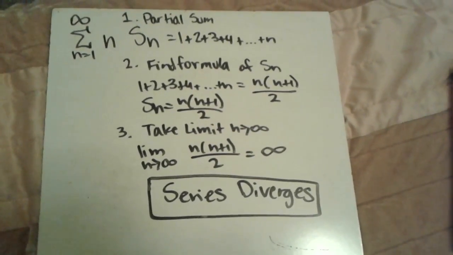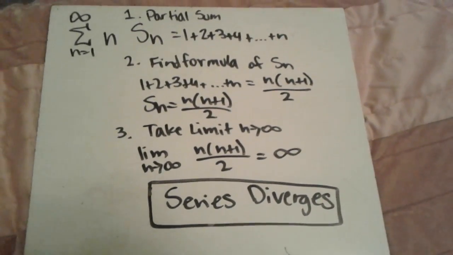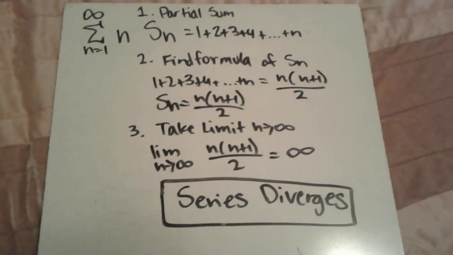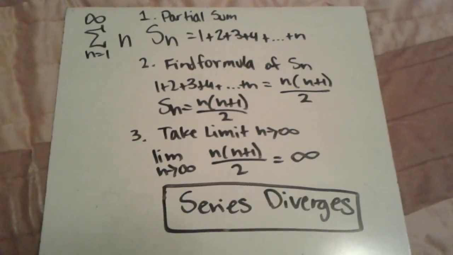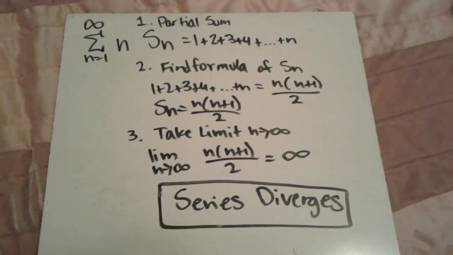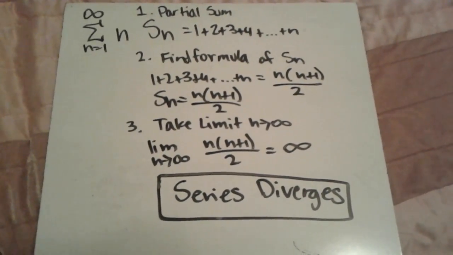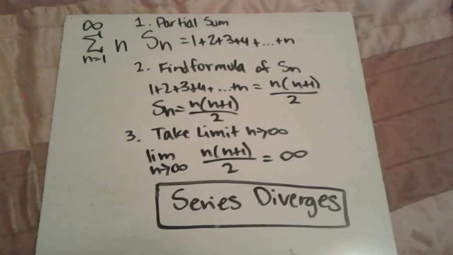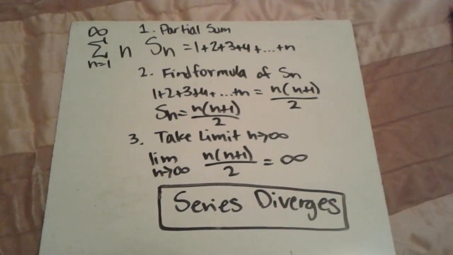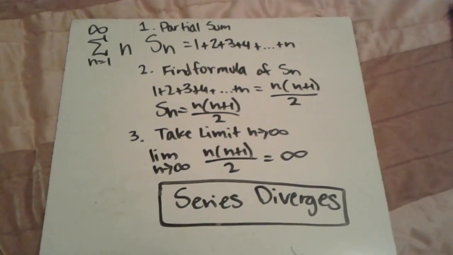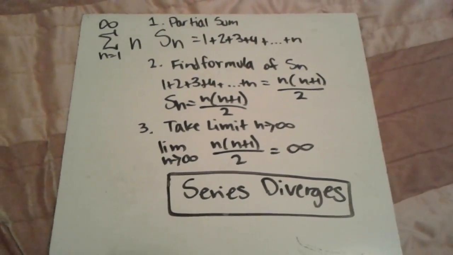To see if this diverges or converges, you would set up the equation, for example, the sum as n equals 1 to infinity of n. The first step would be to set up the partial sum, which would be S of n equals, when you plug in 1, 2, and 3 for n, 1 plus 2 plus 3 plus 4, all the way until you're adding n.